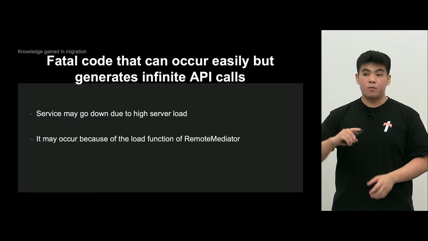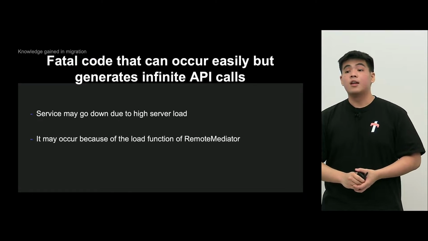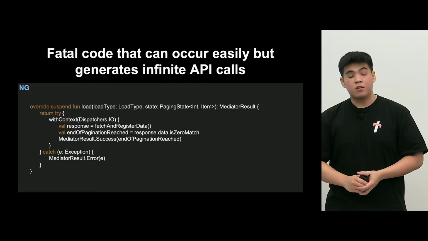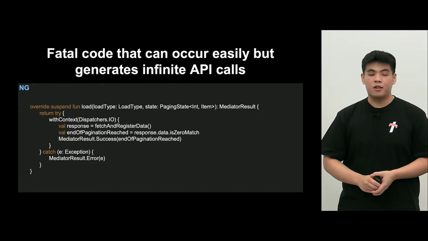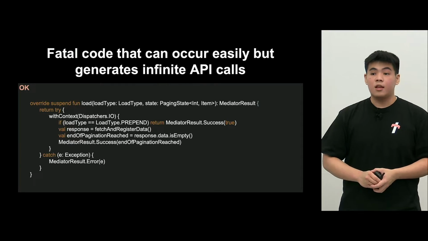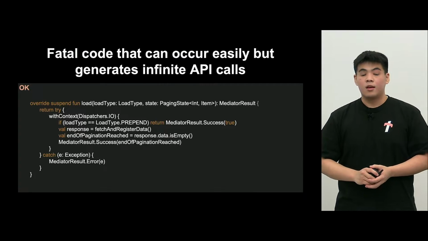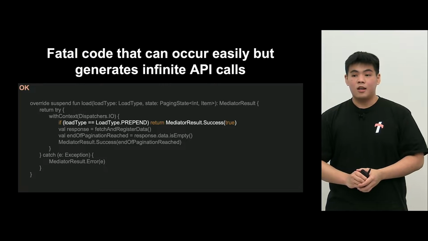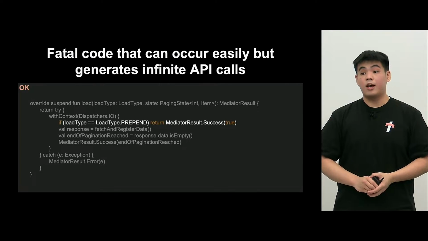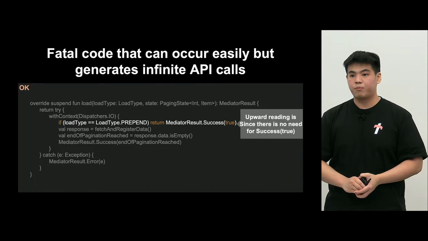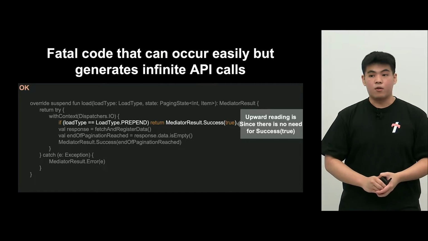This is important to note when using only downward scrolling. This occurs due to the load function of a remote mediator. So this is the fatal code that makes infinite API calls. To prevent infinite API calls from occurring, we have modified the code. Do you know where the change is? I know that it's difficult. So the highlighted portion is the code we changed so that we can prevent that from happening.